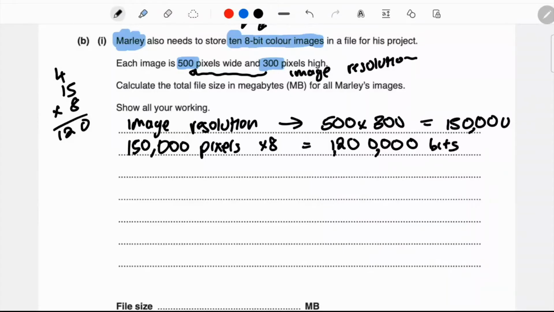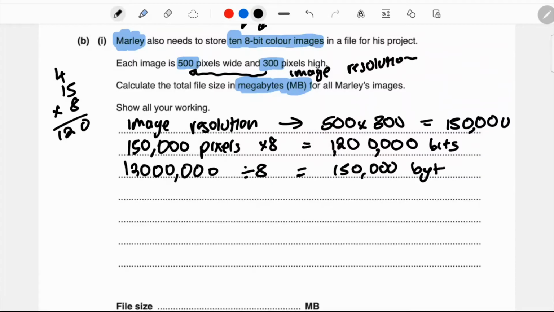But we want what? We want megabytes. MB. So let's try to do this. If we want megabytes, right now we have bits. We need to convert these bits into bytes. So this will give us back 150,000 bytes. So it's almost like a reverse. Some people choose to ignore this step, but I'm going to do it so that you understand it.